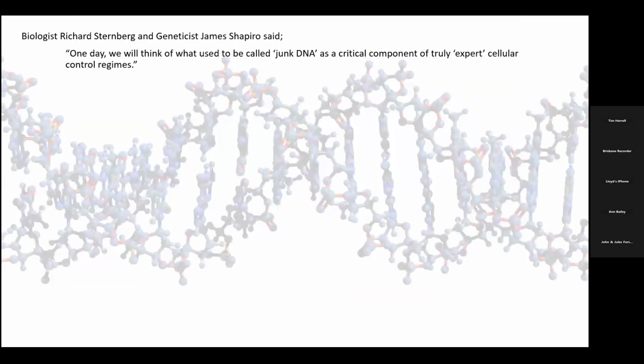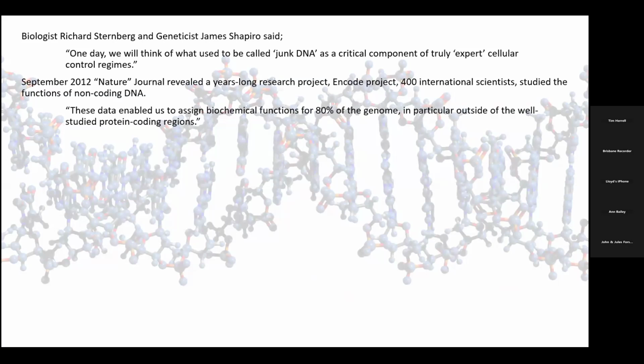Okay, let's talk about what creationists and proponents of intelligent design say. Biologist Richard Sternberg and geneticist James Shapiro said, one day we will think of what used to be called junk DNA as critical components of truly expert cellular control regimes. In September of 2012, and this is something that he talks about quite a bit, was the ENCODE project.